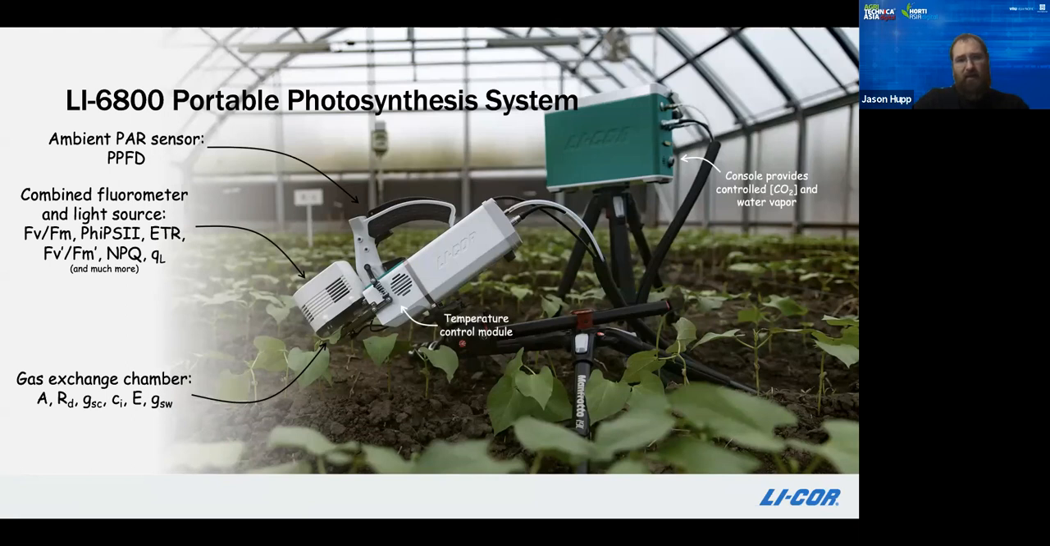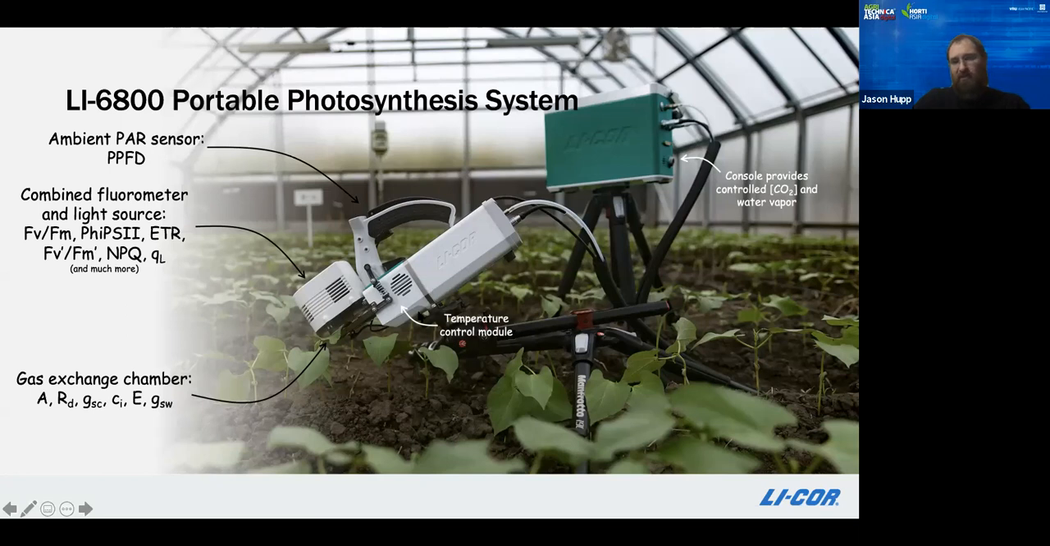But like the 600, there's a leaf clip or a chamber. In this case, we enclose both sides of the leaf, so we're measuring an integrated value from the top and the bottom. And there's a light source above that clip, and the light source that I show here has the fluorometer integrated into it. We still have an ambient PAR sensor for measuring photosynthetically active radiation.